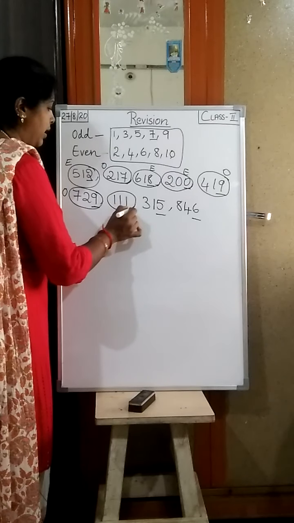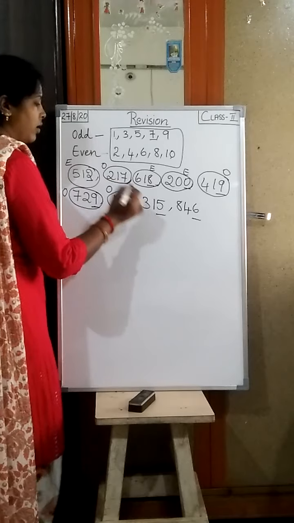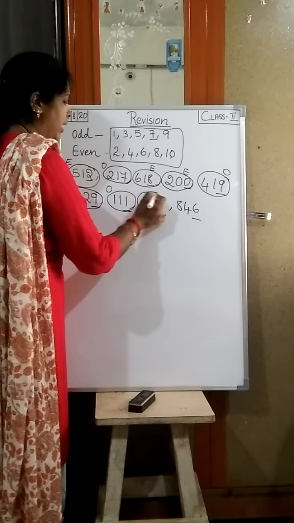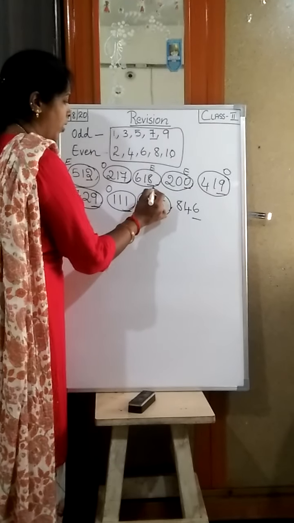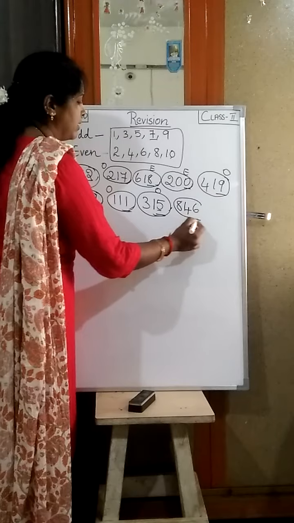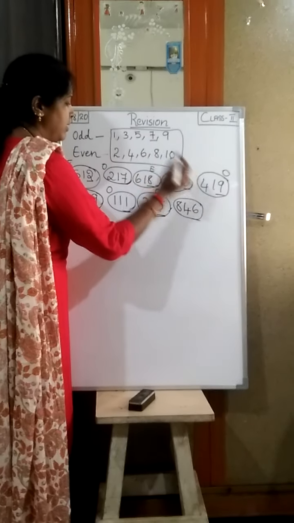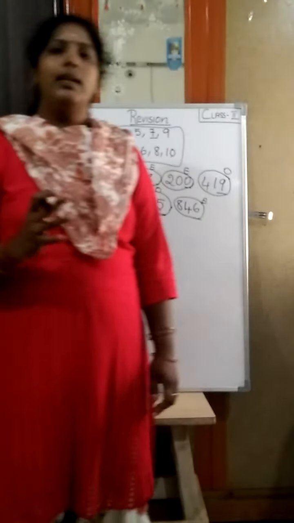And 111. See, it is odd. Now 315. 5. See, 5 is odd. And 846. Is it? See, 6 is even. So if it is having a pair, that is an even number. If the number is left single, that is an odd number.